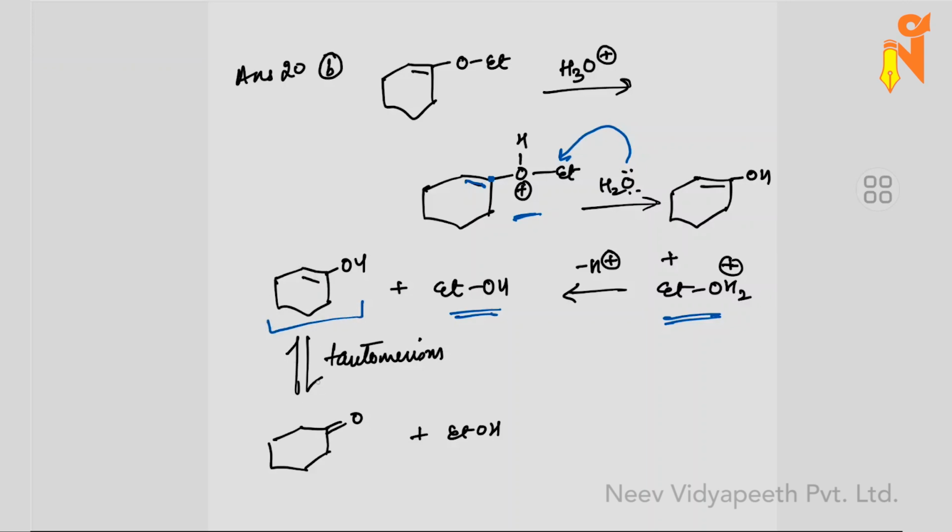Enol can tautomerize to form keto. So it will form cyclohexanone plus EtOH, which is option number B.